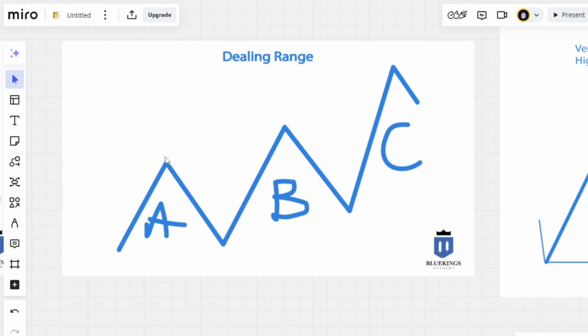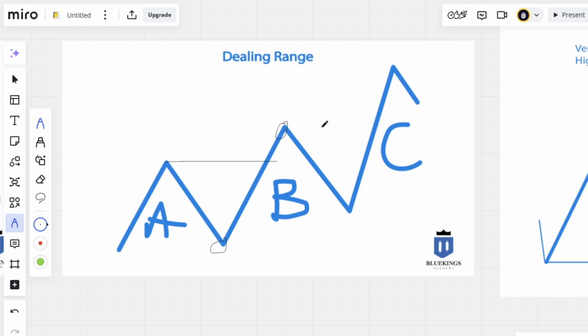Between this low and this high, all that went in here is called a dealing range. Before price broke this high, when price broke this high, we now have a new range between this low and this high. That's a new range. I call it range B. And then when price broke that high, we now have, let's use this. When price broke this, we now have this and this as our dealing range, range B.